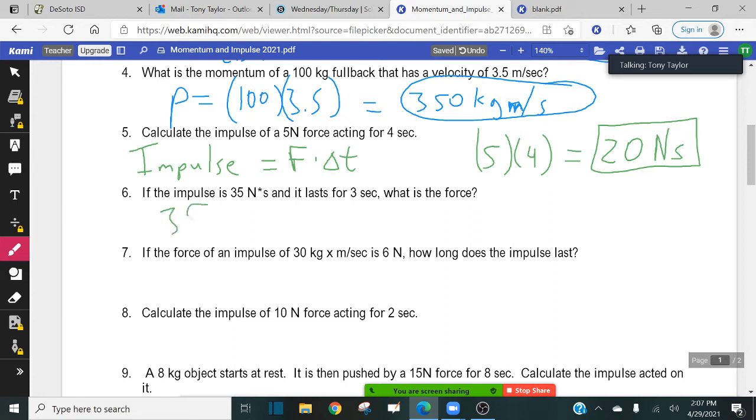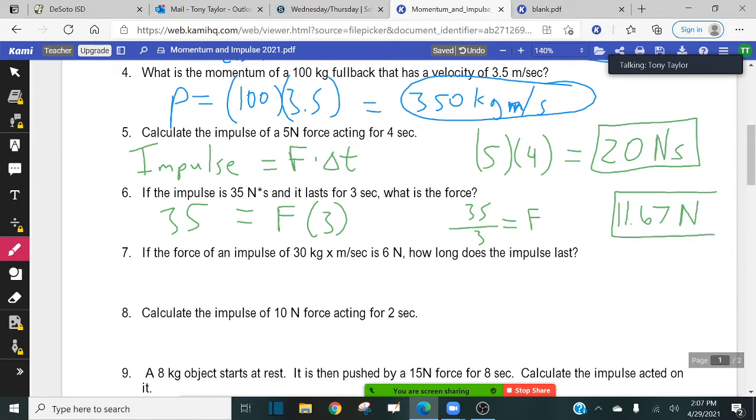So if you plug in 35 for your impulse, and it says your force lasts for 3 seconds, y'all should be able to solve this for the magnitude of your force. Basically, it's 35 divided by 3 gives you your force. What is 35 divided by 3? It's 11.67 newtons. Okay, so notice my unit. Since I'm solving for force, I'm just using newtons.